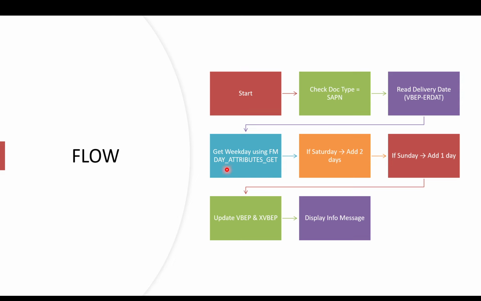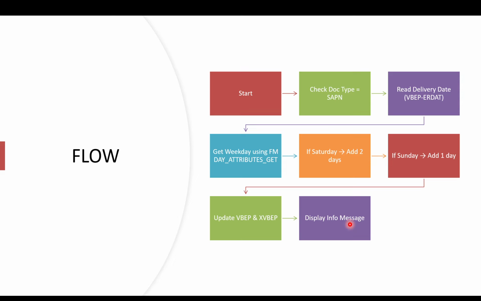This is the SAP standard FM. By that FM, if you pass the date, you will get to know what weekday it is, whether it is Sunday or Monday. If it is Saturday, we will add 2 days to this delivery date, and if it is Sunday, we will add 1 day to this delivery date. Then we will update the VBEP table. This VBEP is nothing but the internal table which gets updated at code level, and then we will also display an information message saying that the date is shifted to Monday. So this is how the flow will work.